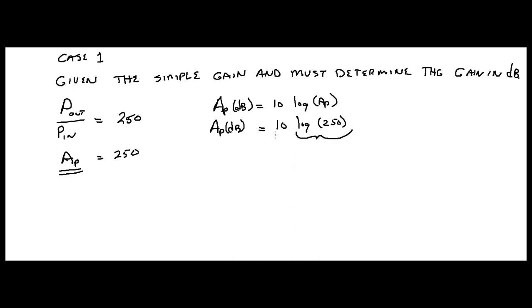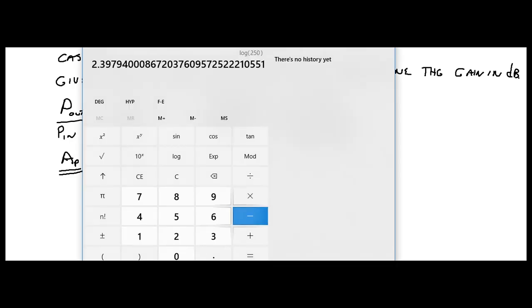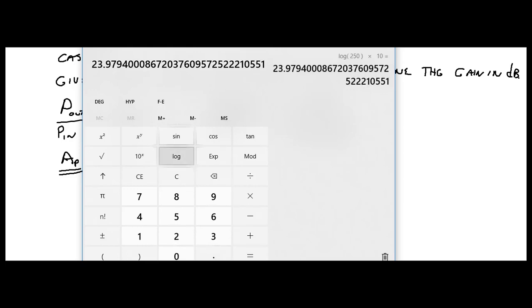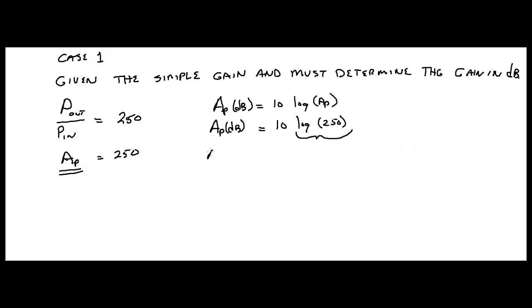Now what do we have to do? Now we have to multiply it by 10, don't we? So we'll take this, multiply it times 10, and we have 23.97, which is approximately 24. So the gain of your power in dB is going to equal approximately 24 decibels. There you go. You just solved one problem where they gave you the simple gain, in the power gain obviously, and you converted it to decibels. Let's try another one.